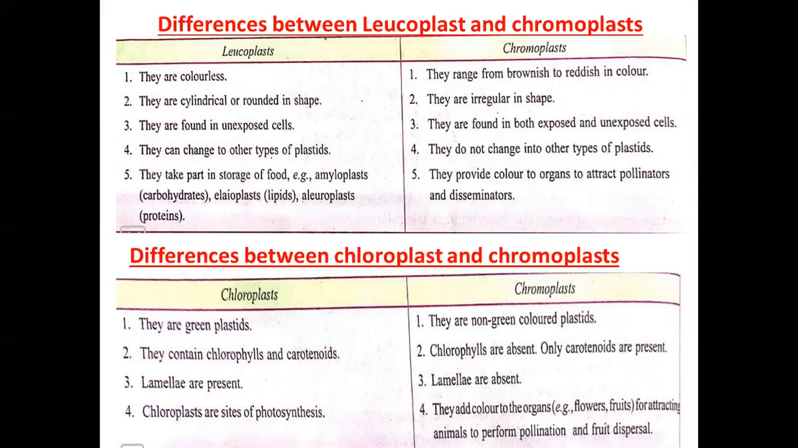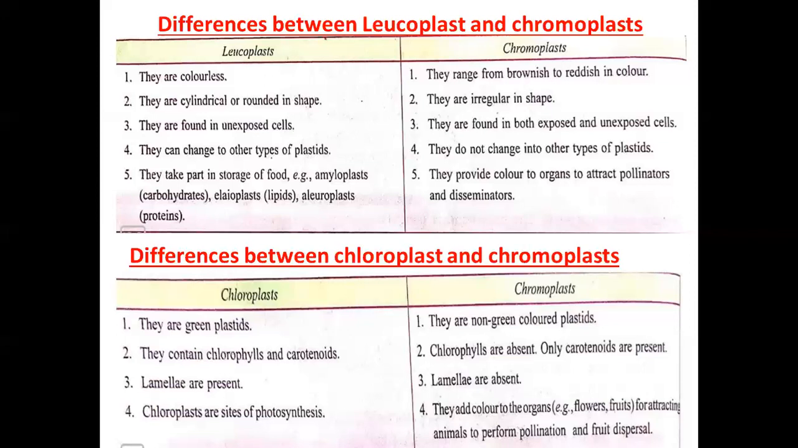Next, leucoplasts can change to other types of plastids, but chromoplasts do not change into other types of plastids. Fifth, leucoplasts take part in storage of food: amyloplasts for carbohydrate, elaioplasts for lipids, and aleuroplasts for protein. So these are different types of leucoplasts, and their functions are different.